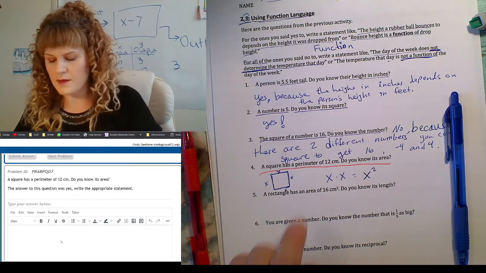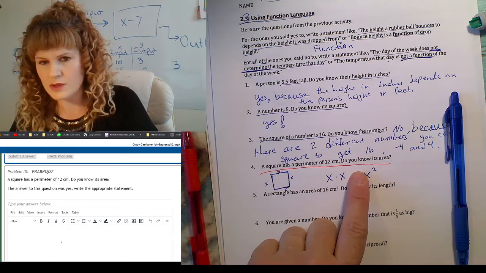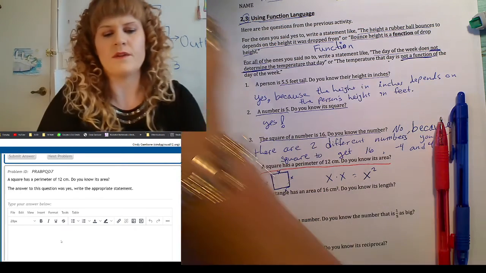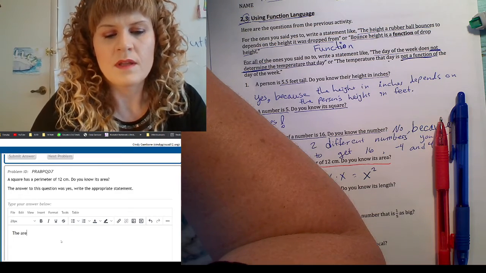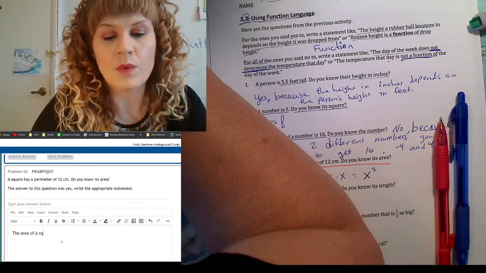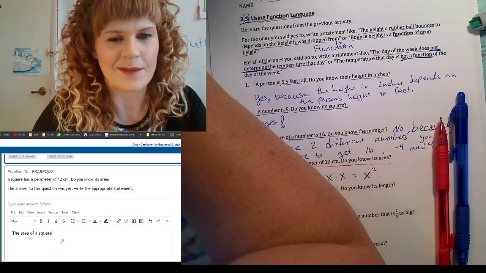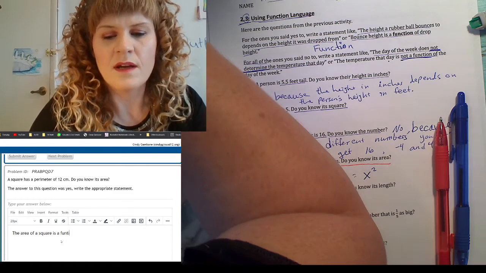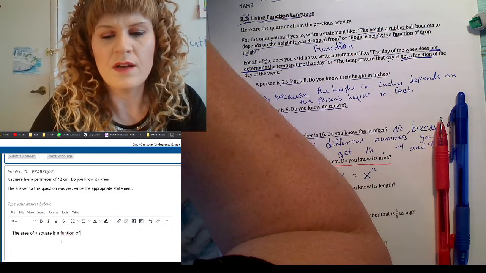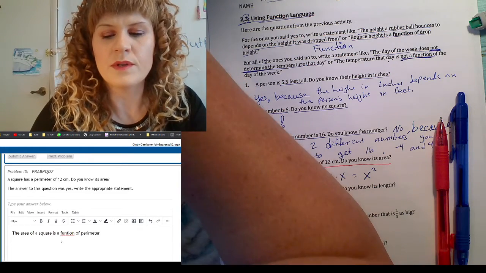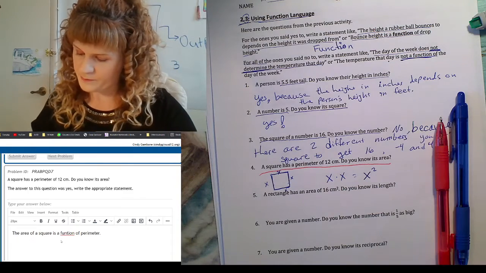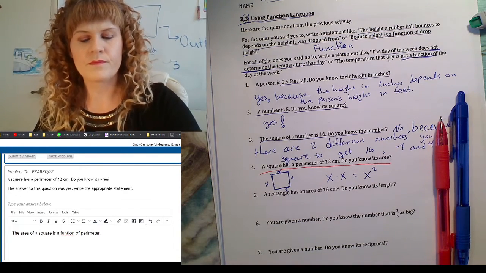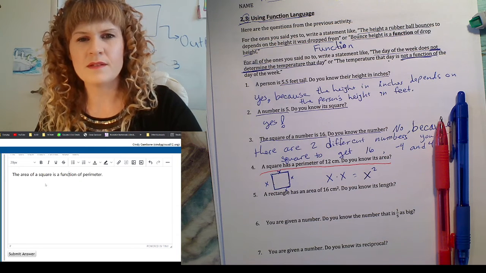The perimeter of a square determines the area, or the area is a function of the perimeter. The area of a square, only for squares, not rectangles. The area of a square is a function of perimeter, or you can say function of side length. Okay, submit your answer.